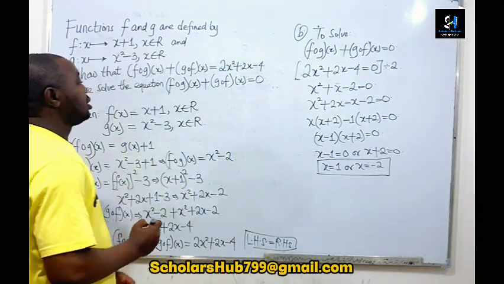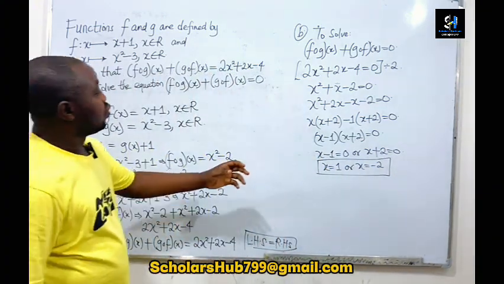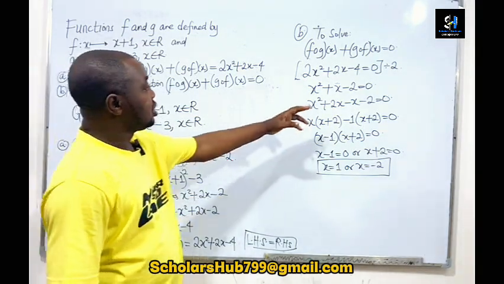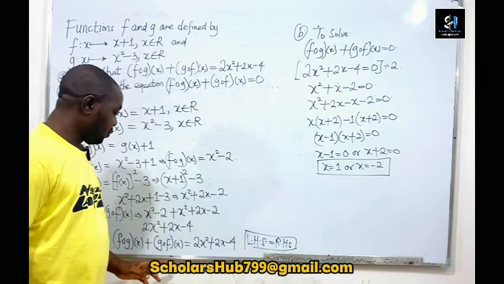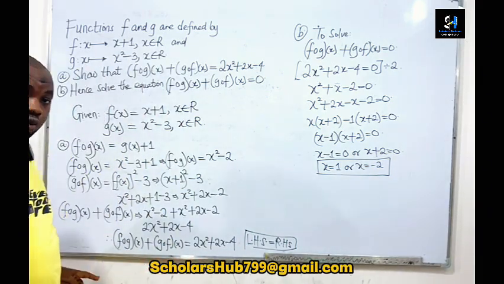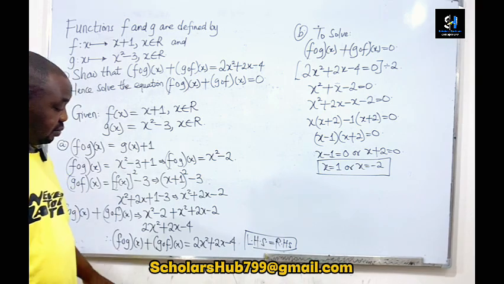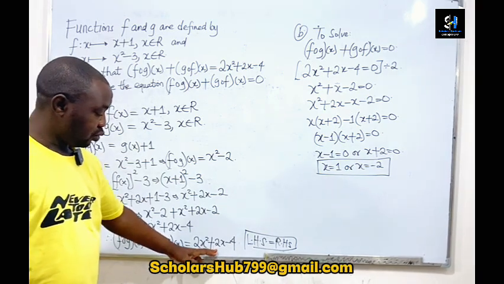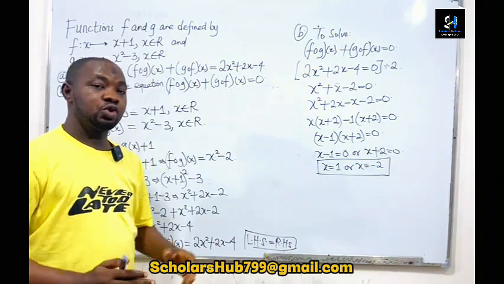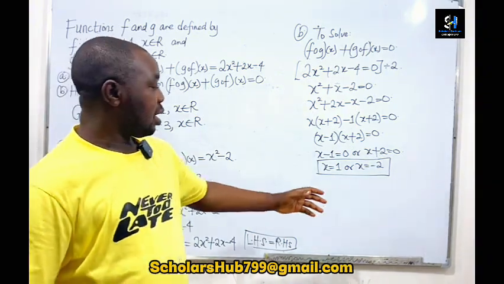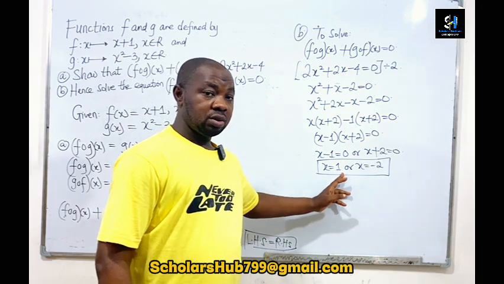So these are the two values of x which satisfy this equation. After we got the expression for the sum of the two composite functions, which is 2x squared plus 2x minus 4, when it is equal to 0, the two possible values of x are x equals 1 or x equals minus 2.